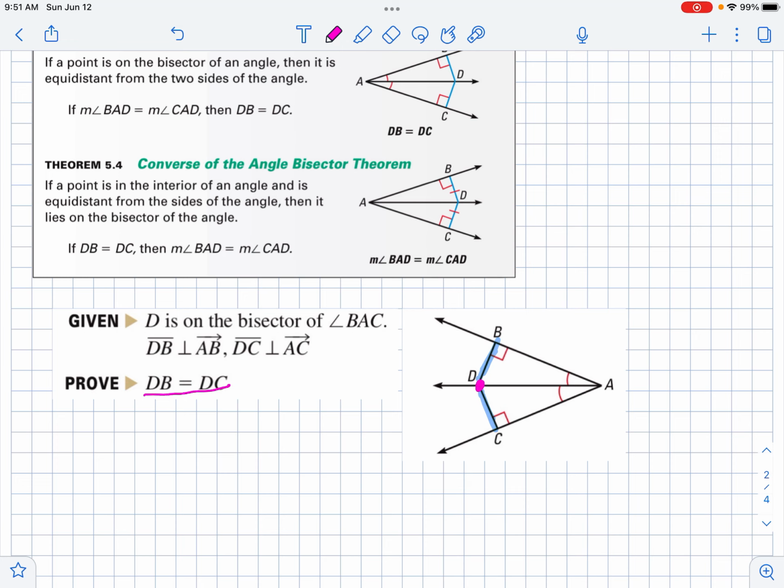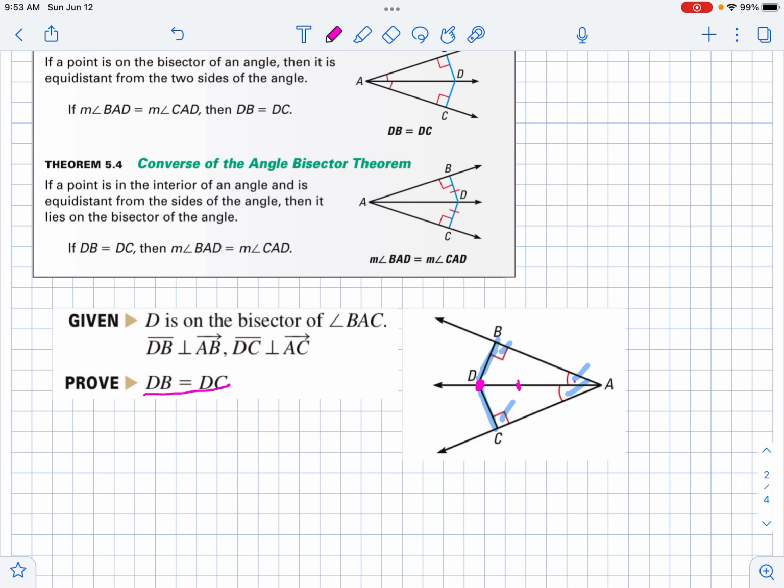Well, we have these two angles. This angle and this angle are congruent. Certainly this angle and this angle are congruent. And this side is congruent to itself. So notice we have angle, and we have another side here. So we've got to think about, okay, how could I show that DB is equal to DC? So let's think about how we would prove this.